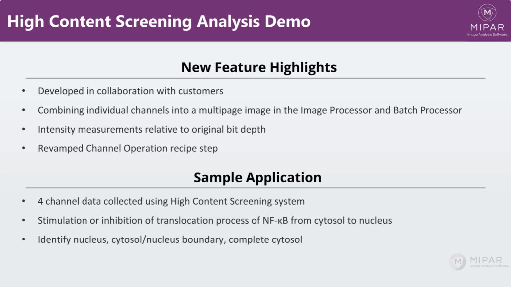To review the sample application, this specific data set is 4-channel data. It's collected using a high content screening system. This data set was collected to study the stimulation and inhibition of the translocation process of NF-kappa B from cytosol to nucleus. The detection challenges require us to find the nucleus, cytosol, nucleus boundary, and the complete cytosol.